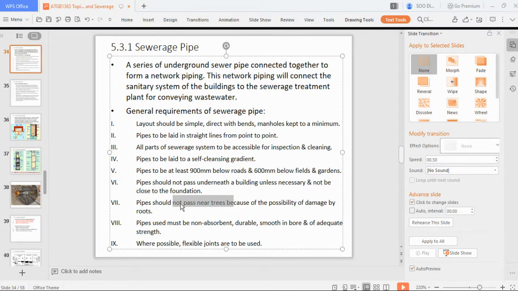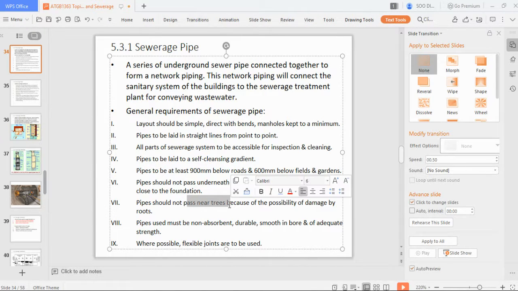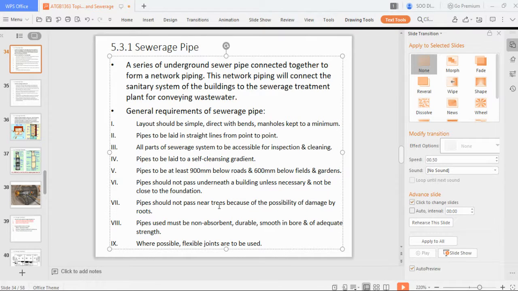And then next is the pipe must not be near any tree, because this sewage pipe is carrying wastewater, which is actually full of some sort of like a fertilizer lah. So if you have a pipe very near the tree, then the tree itself, the roots, they will try to break through into the pipe lah to get the goods.